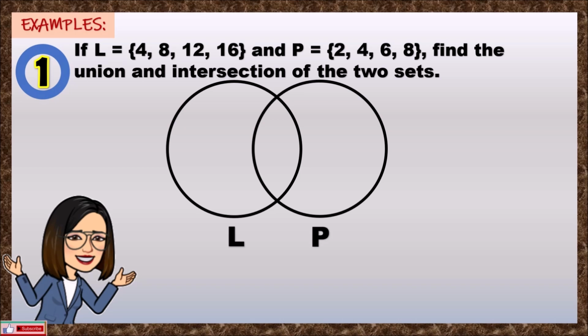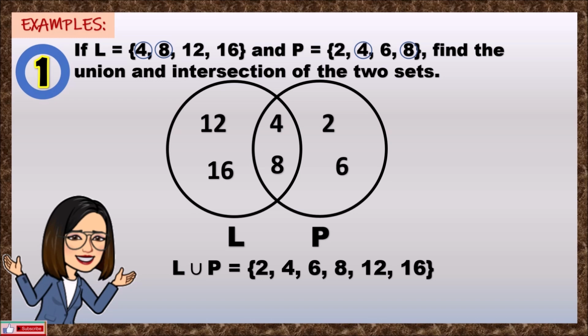How do we solve this? First, let us identify the elements common in both sets. What are those? Correct. We have the elements 4 and 8. Then, let's put the remaining elements in set L. We have 12 and 16. Let's do this again in set P. We have 2 and 6.